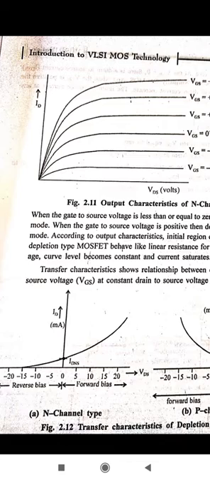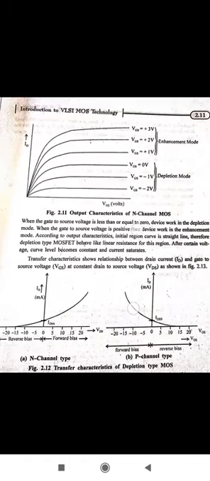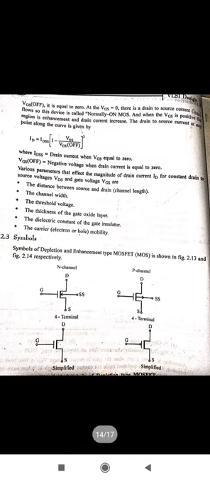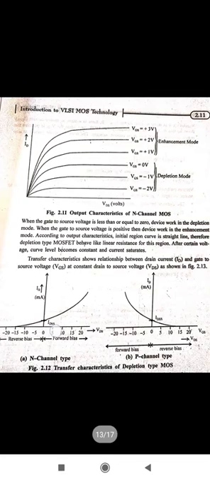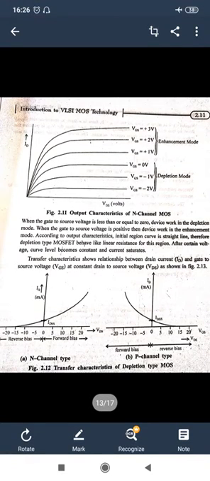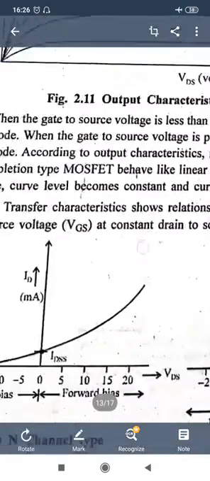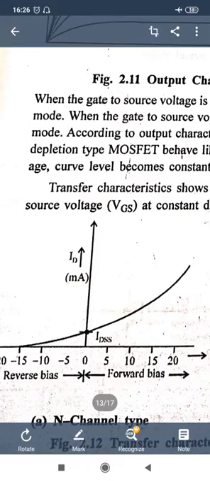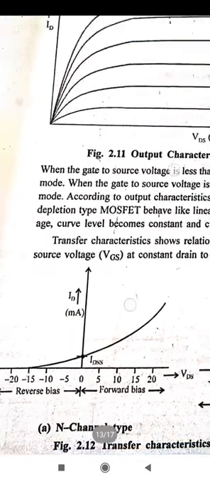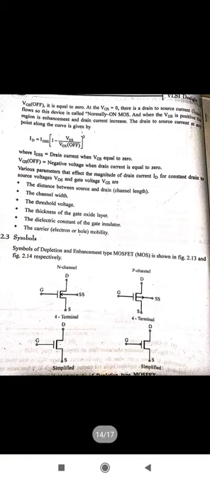This is also shown by the relation called Shockley's relation: ID is equal to IDSS times (1 minus VGS upon VGS(off)) whole square. When the gate to source voltage VGS is 0, the drain current is ID equal to IDSS. That is shown by this Shockley equation.